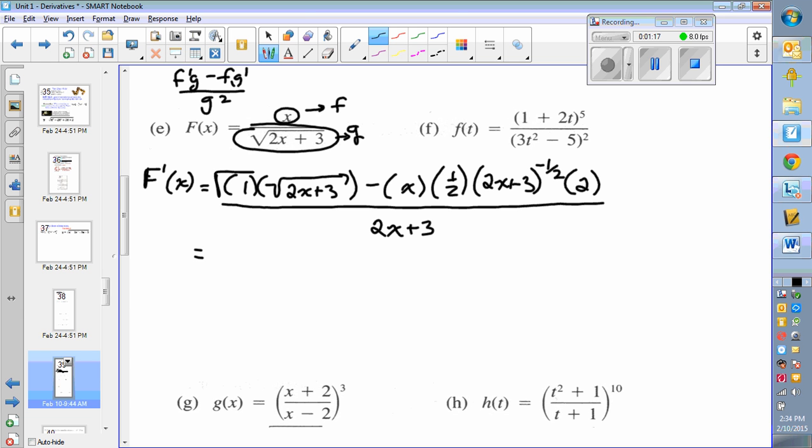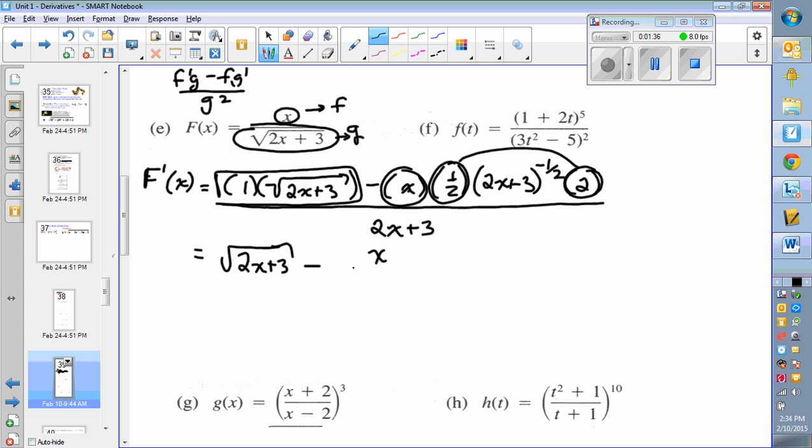So my first term, I just have square root of 2x plus 3. The second term, I have a 1/2 and a 2 that will multiply and give me 1. Then I have x here. And then I have 2x plus 3, and it's to the minus 1/2. So that is over the square root of 2x plus 3. And that whole thing is divided by 2x plus 3.